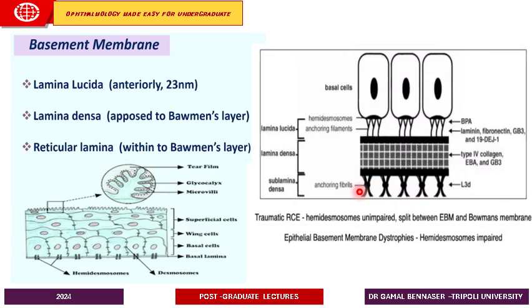However, when there is a basement membrane dystrophy, the recurrent corneal erosions will happen because of the damage in this area, where the hemidesmosomes are not formed and the basement membrane is not normal. So there will be sloughing of the epithelium because of the damage in the basement membrane itself. That's why it's called epithelial basement membrane dystrophy. However, in traumatic recurrent corneal erosions, usually there is no dystrophy of the basement membrane, and all these layers are normal. The problem here is in the anchoring fibrils between the basement membrane and the Bowman's layer. This should be understood very clearly.